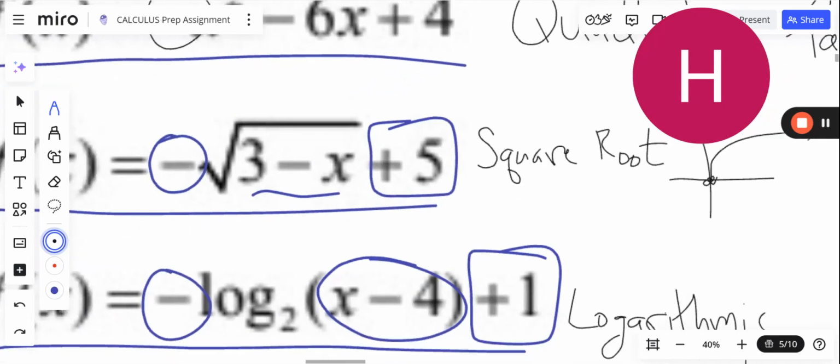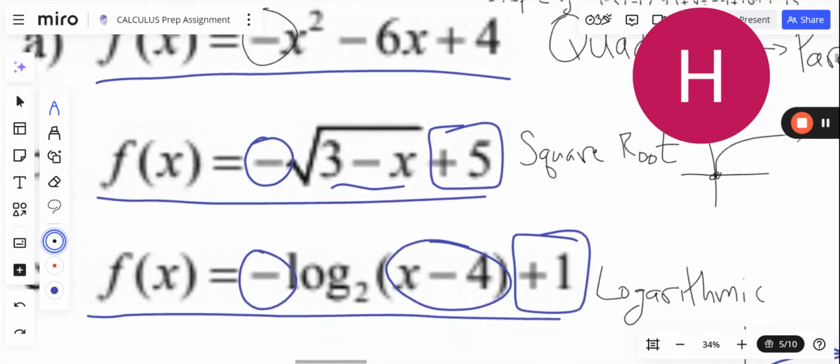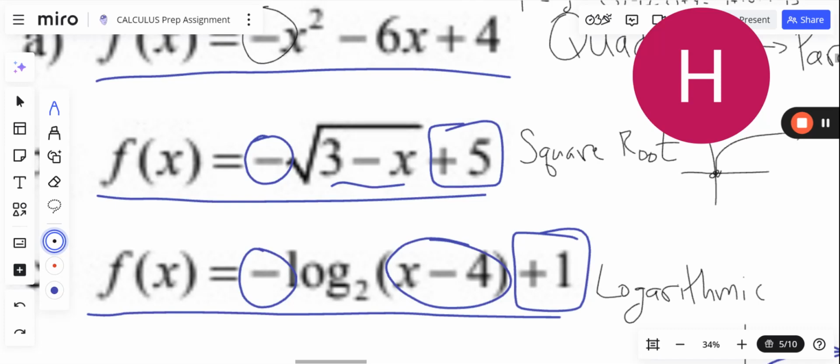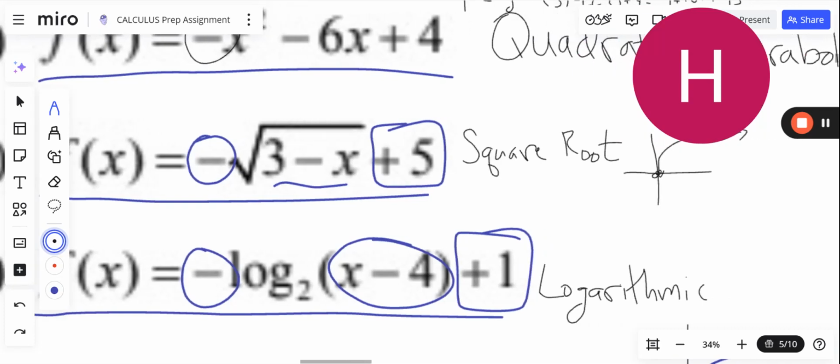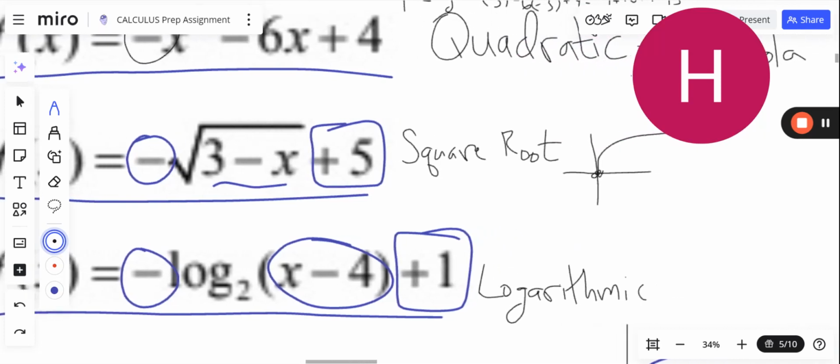Now let's take a look at the square root. The square root has several transformations on it. And we know, especially if you watched my video on the domain, we know that the square root function has a restriction.